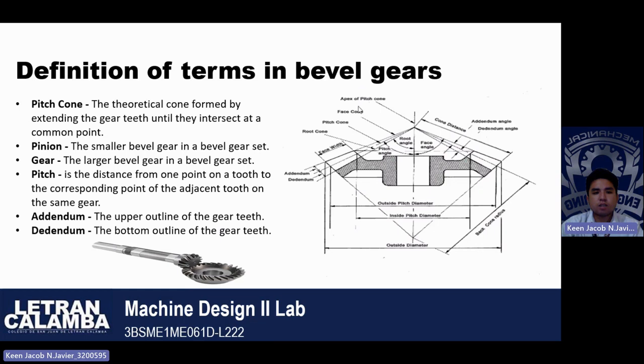Next is the pitch, which is the distance between the centers of two consecutive teeth. The next is the addendum, which is the upper part of a gear tooth, and the dedendum is the bottom part of the gear tooth.